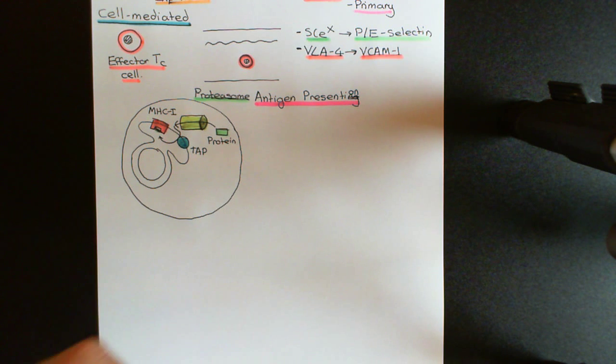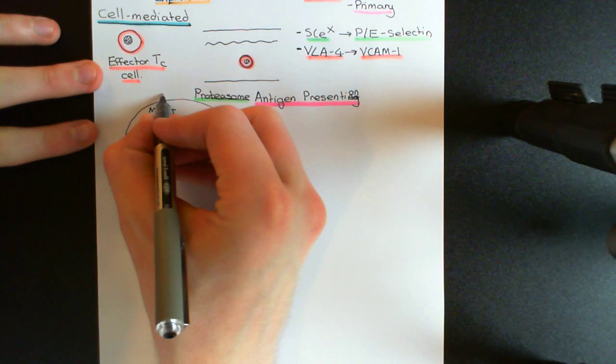And then these MHC class 1 protein complexes, through the classical secretory pathway, i.e. via the Golgi, then into a secretory vesicle, will end up being placed on the cell membrane.